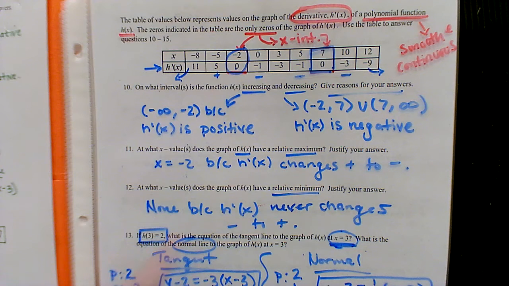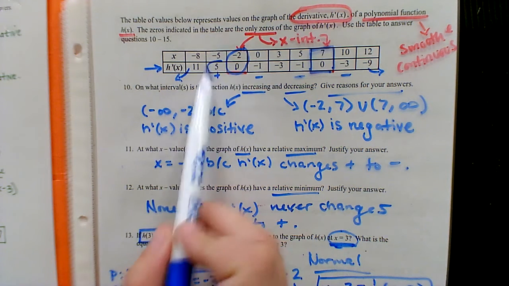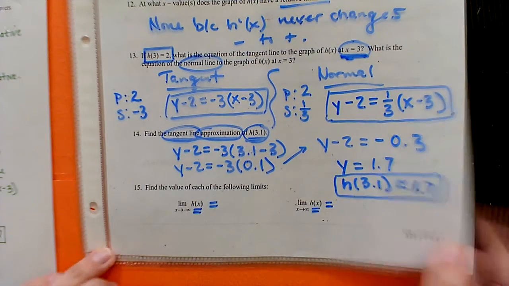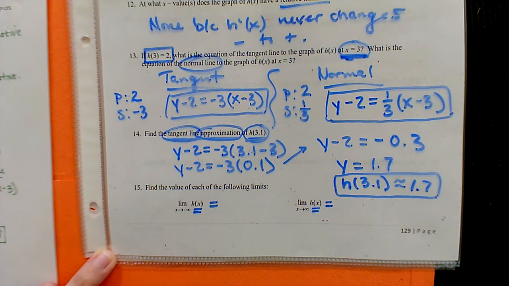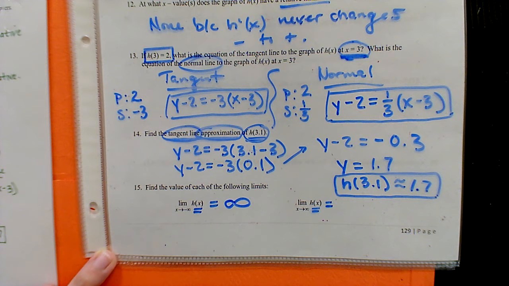If you were to go forever to the left on the derivative function, notice how the values are positive. So in which direction can we say the original function is traveling to the left? If the derivative is positive, the original graph is what? Yeah, increasing. So we're going up, right, towards positive infinity.